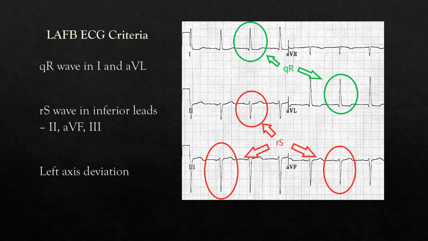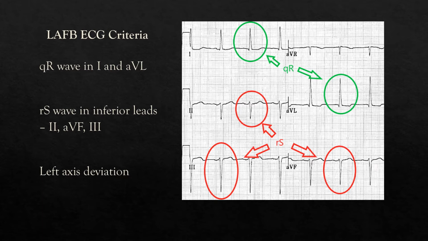Now, one difference between this and just a true left axis deviation is that you're going to have a little Q wave into that R wave. So to review, Q is the first downward deflection, R is the first upright deflection. And so you have a QR wave that has to be present in 1 and AVL, and then you have to have the complete opposite. You have to have the mirror image in all 3 of your inferior leads, 2, AVF, and 3.